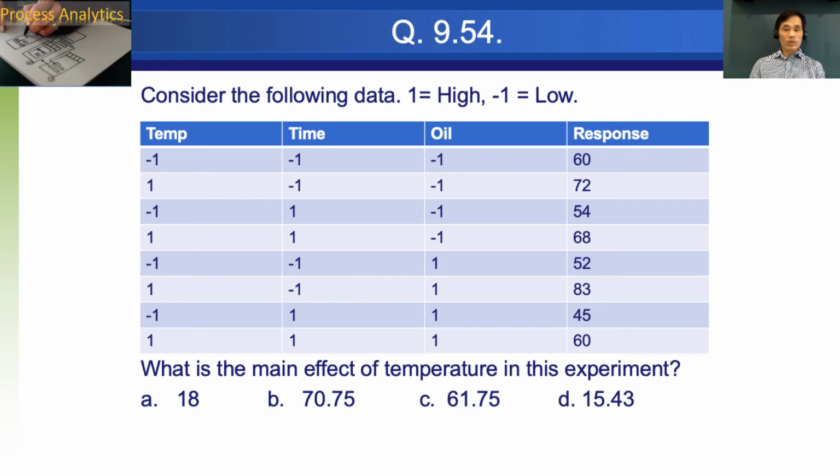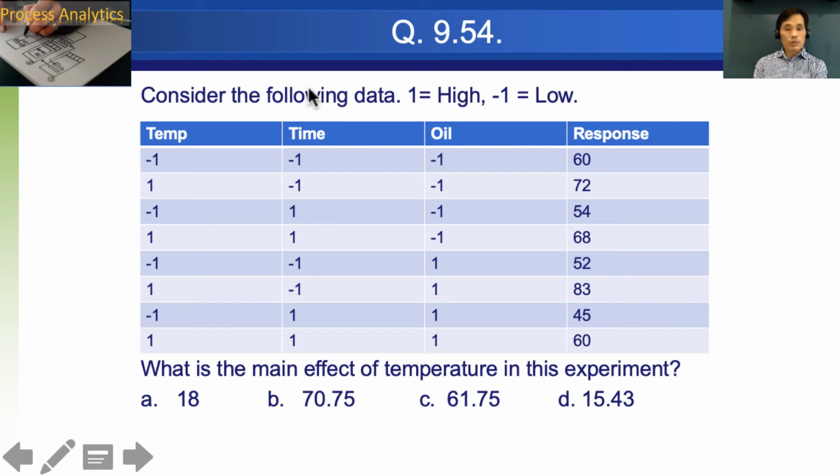So what you want to do is find the temperature impact at 1, right? 1 corresponds to 72, so 72 over here, and then over here is 72 and 68, and 1 is here 83, and then 1 is over there and 60, and that's a positive high impact. When temperature is high, what is the response? So divided by 4, that gives you 70.75.